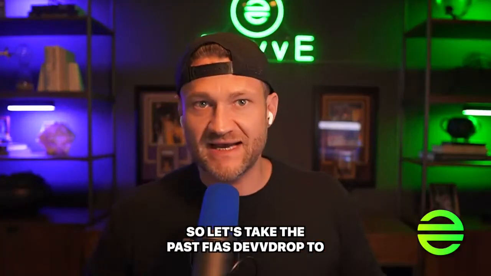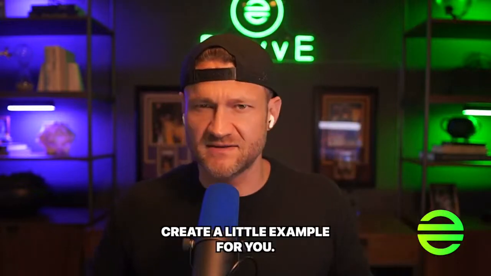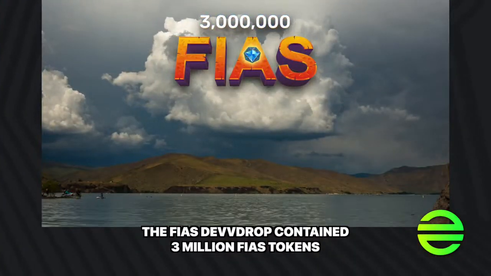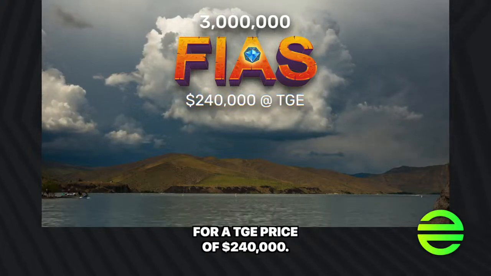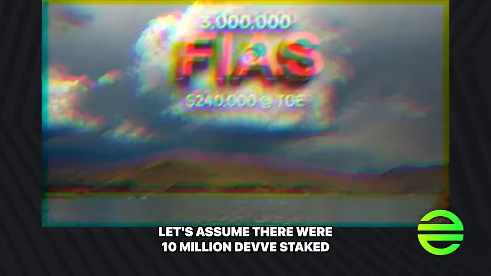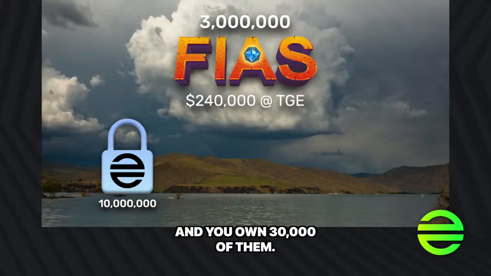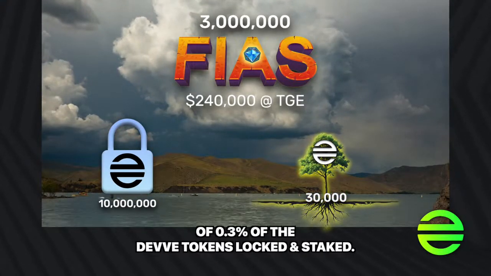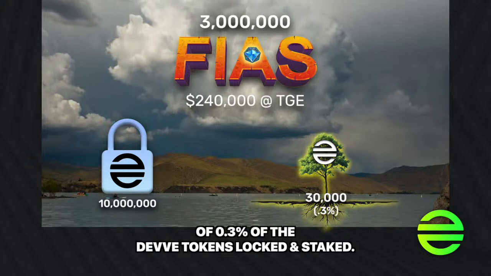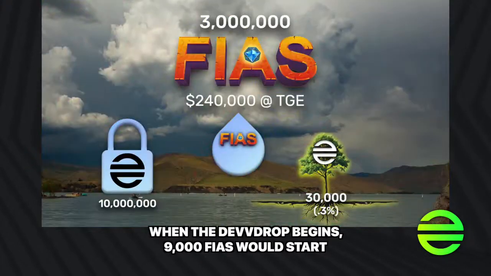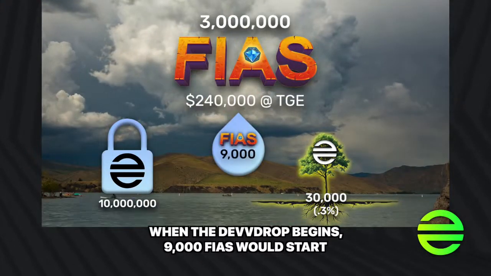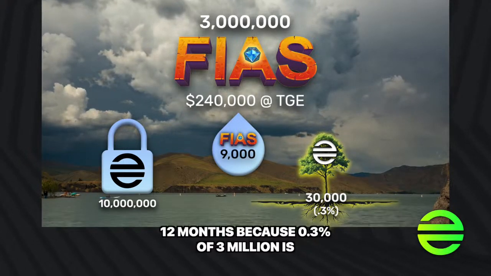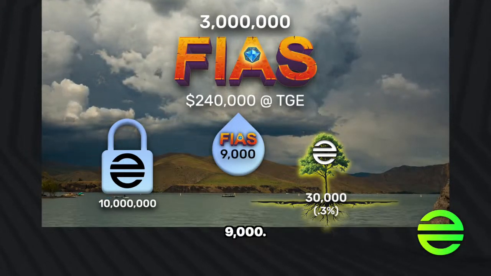So let's take the past Fias DevDrop to create a little example for you. The Fias DevDrop contained 3 million Fias tokens for a TGE price of $240,000. Let's assume there were 10 million Devve staked and you own 30,000 of them. So in this example, you'd own a total of 0.3% of the Devve tokens locked in stake. When the DevDrop begins, 9,000 Fias would start vesting into your Launchpad account over the next 12 months because 0.3% of 3 million is 9,000.